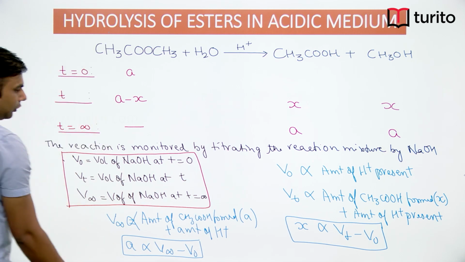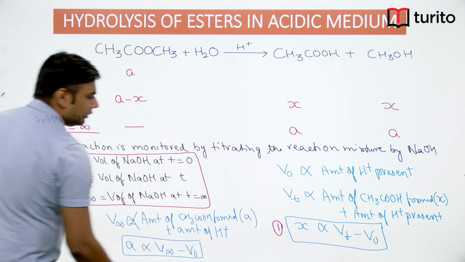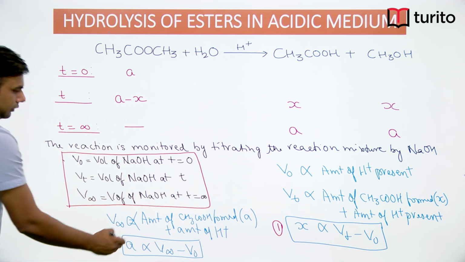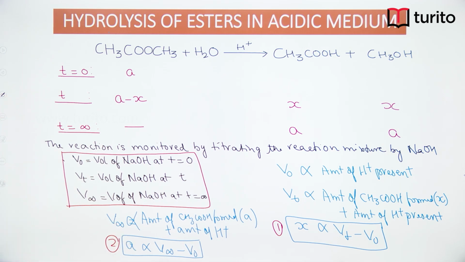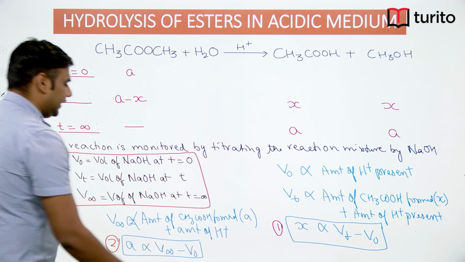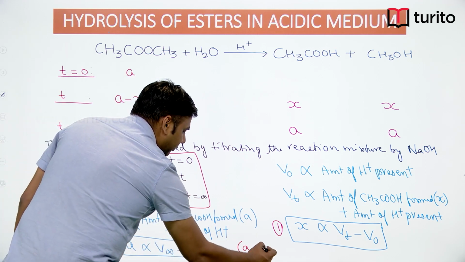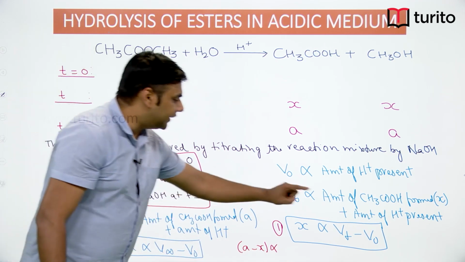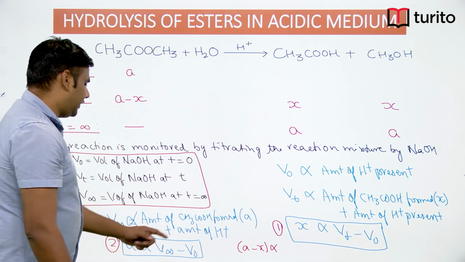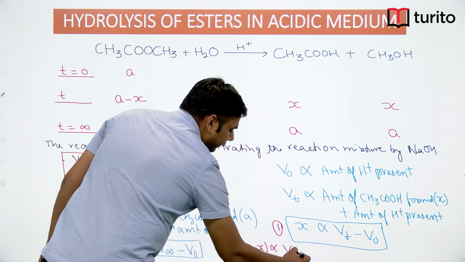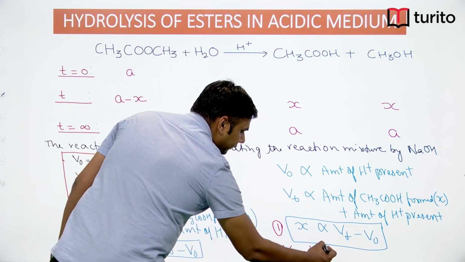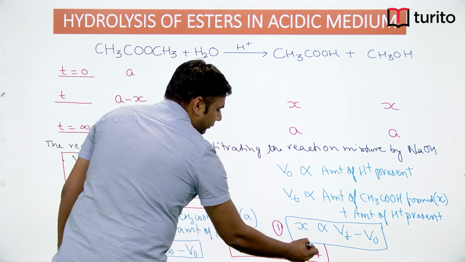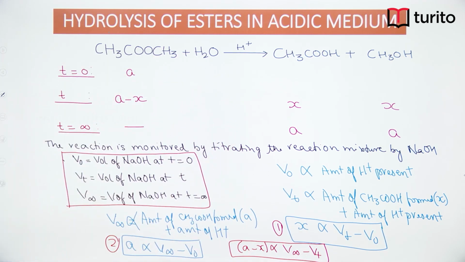So basically we have got two expressions: x proportional to Vt minus V naught and a proportional to V infinity minus V naught. So we'll say that a minus x will be proportional to V infinity minus V naught minus Vt plus V naught. So basically V naught will cancel out. So we'll get V infinity minus Vt. Okay. So a minus x is proportional to this. I hope this is clear to you.